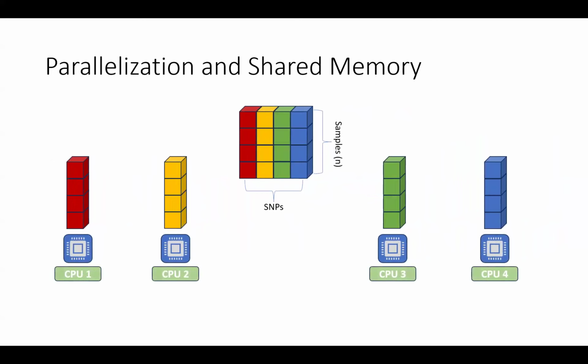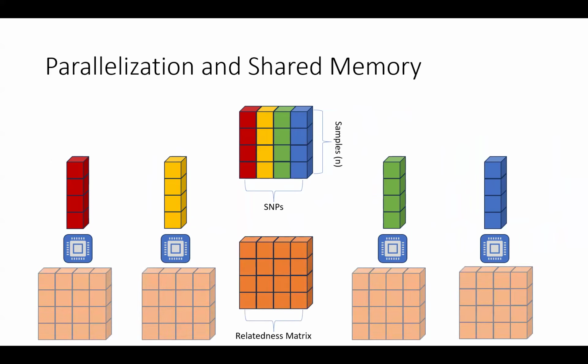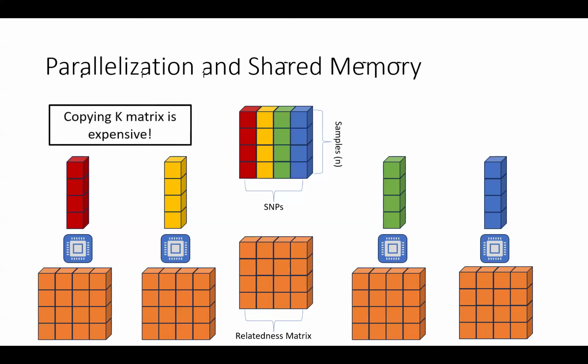So for each CPU, we'll just assign one SNP, copy it over. This gets extrapolated a little further, but this is the basic idea. When we fit this model, the original way we would have to do this is copy the relatedness matrix over to each of these processes that's been spun up on each core. But that's a rather expensive way of doing things because this thing can be large, can be up to a terabyte or two.